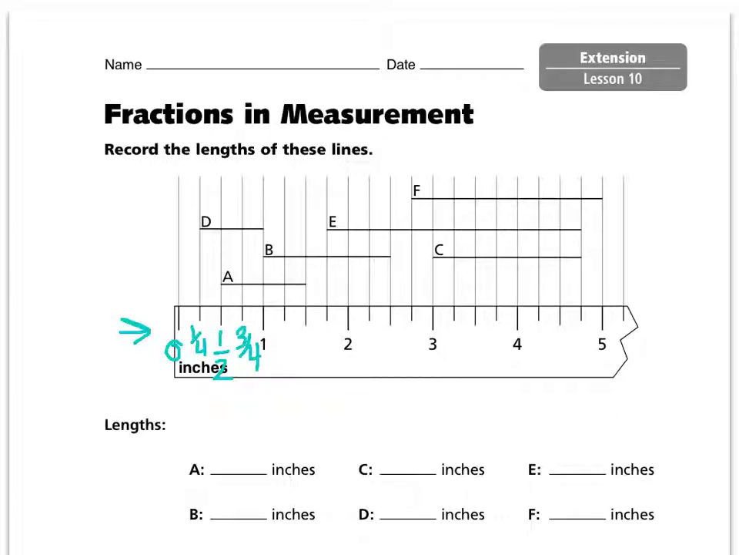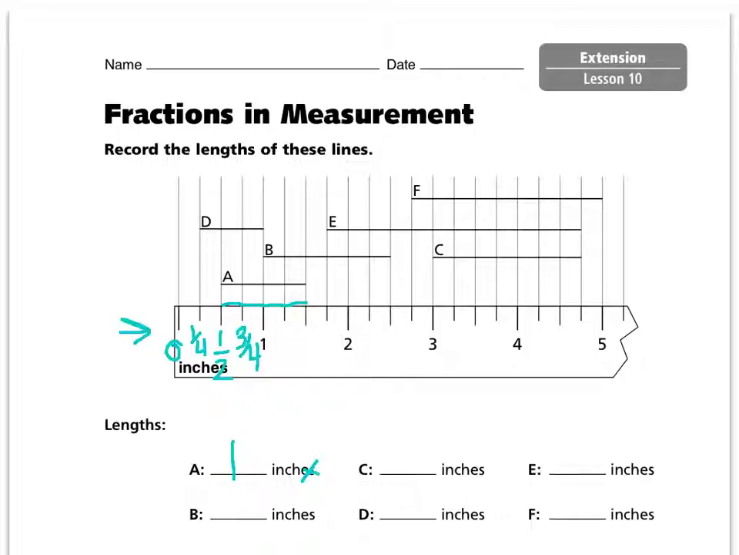I have 1, 2, 3, 4. 4 1/4. So I know that 4 1/4 would look like 1/4 plus 1/4 plus 1/4 plus 1/4, which would equal 4/4. Well, I know that any number over itself would equal 1. So letter A is 1 inch long.